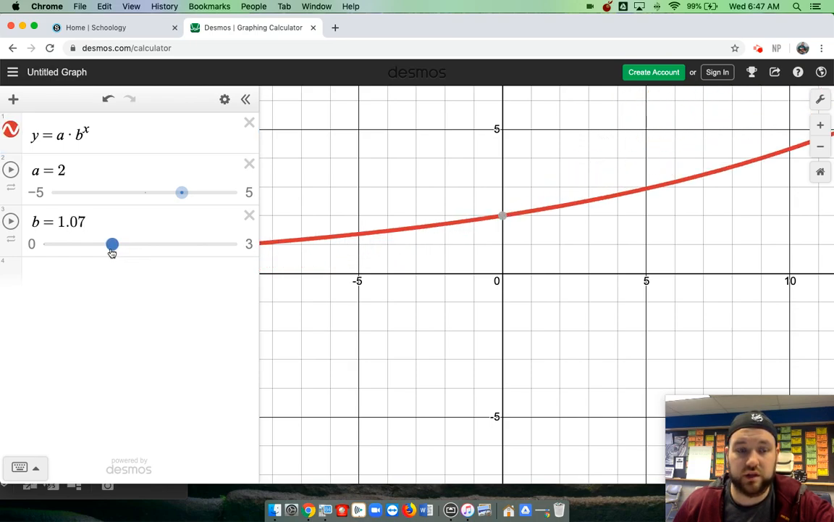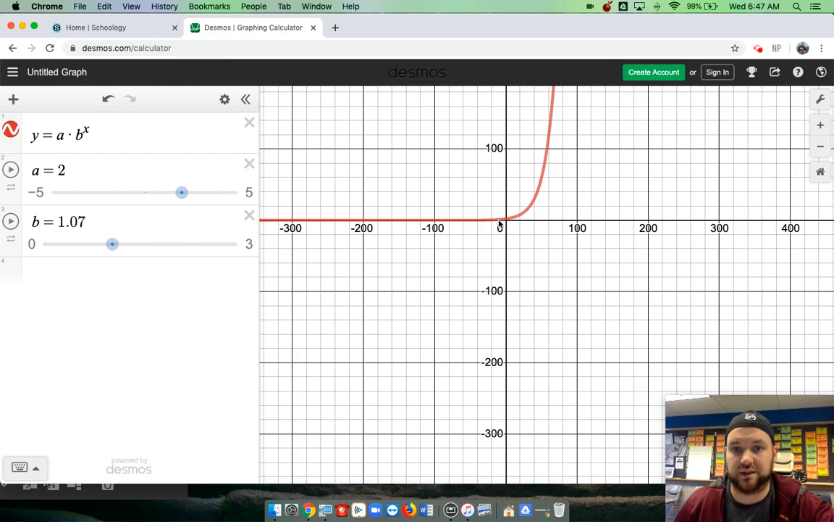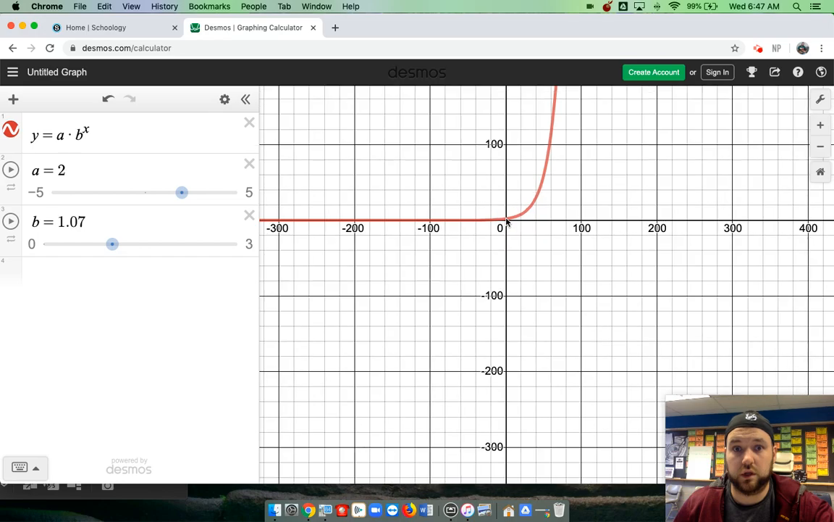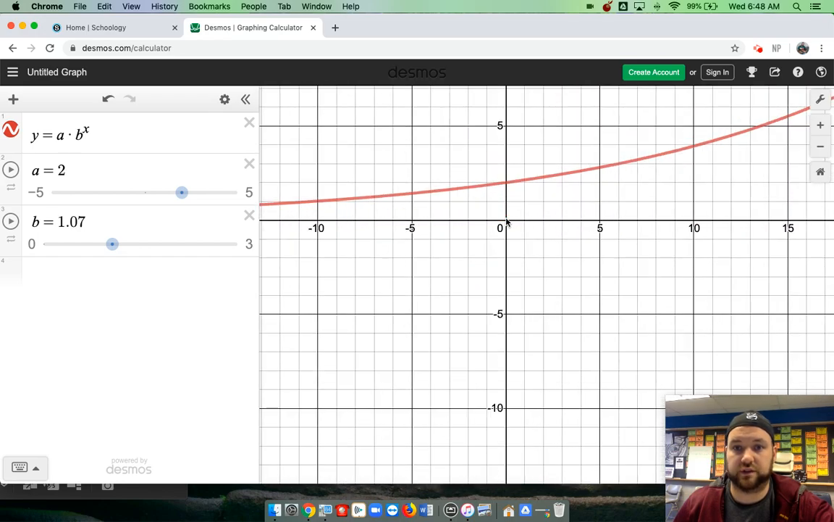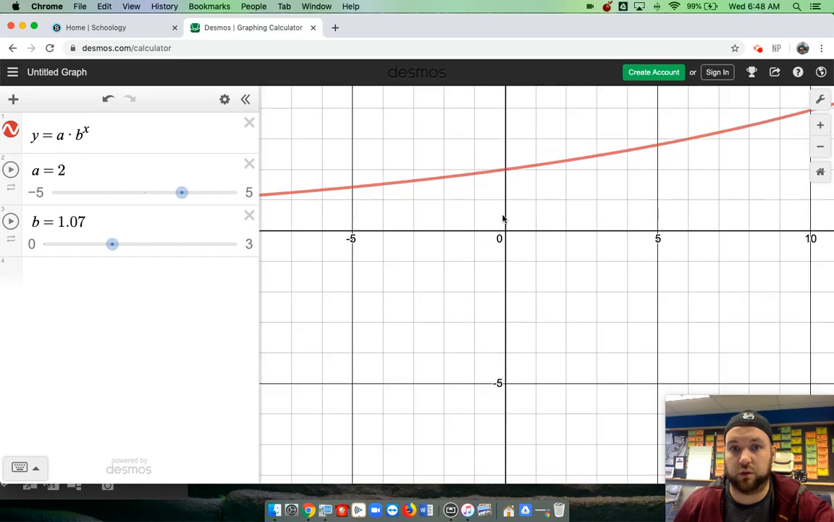So if you get a growth factor of 1.07, you might say to yourself, my gosh, that's not even the same look. It's almost a flat line. But if you zoom out, you'll see eventually we do get the exact same look. Okay, so it's still exponential growth. It just looks a little different in this smaller window because the numbers aren't big enough yet to see that growth.